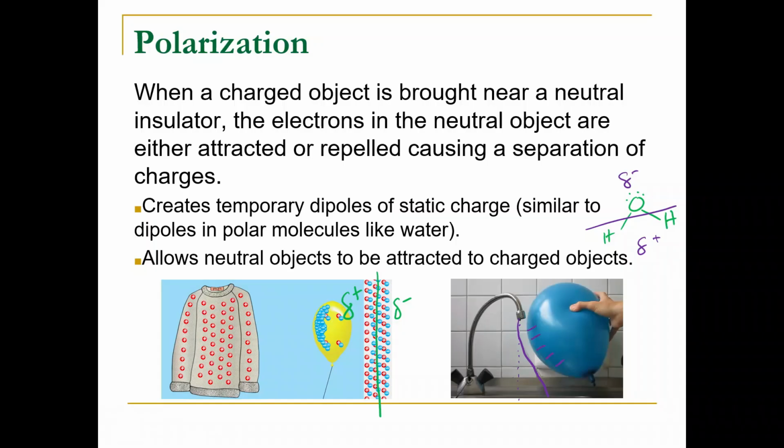And then what happens is these little water molecules are going to rotate so that the hydrogen sides of the water molecules are going to be attracted to the negative. Those positives are going to be attracted to the negative. And all of your little water molecules are going to line up and kind of rotate in space until you create an attractive force. And then that water stream will bend towards the balloon. A fun little experiment you can try at home.